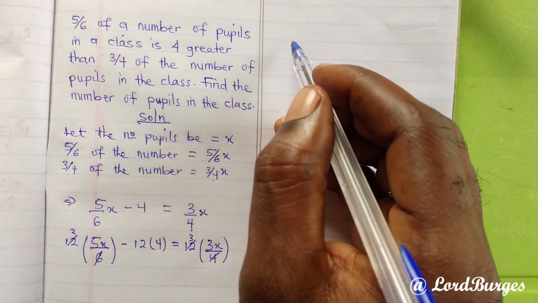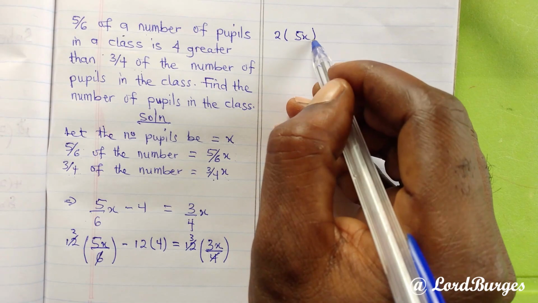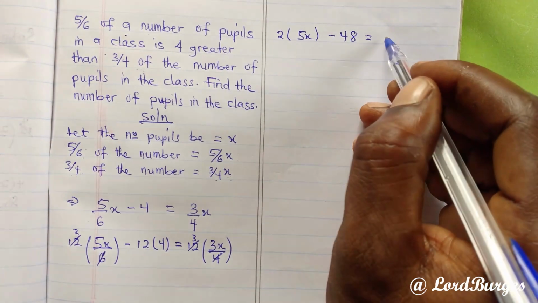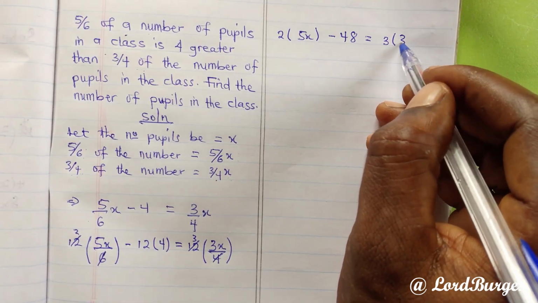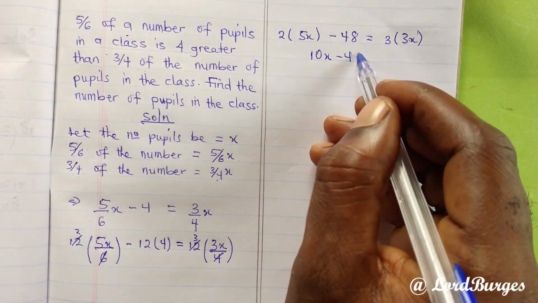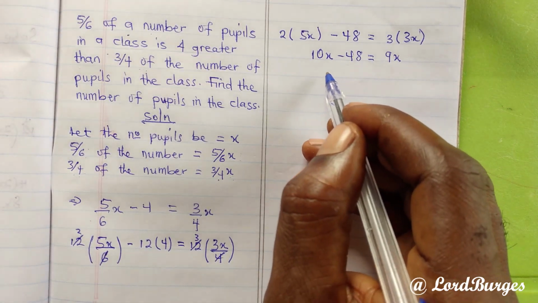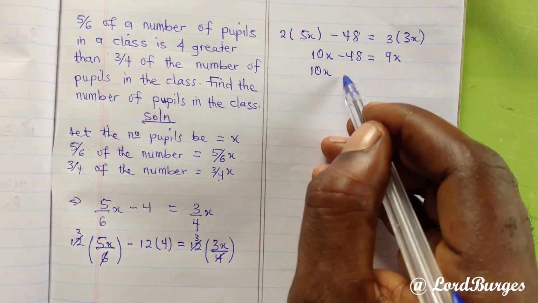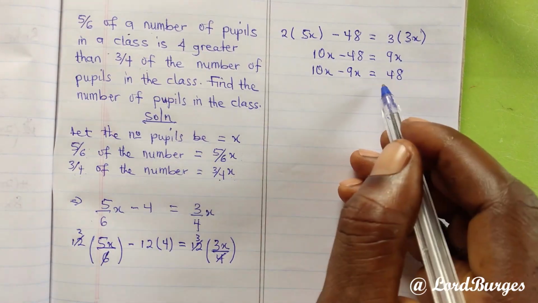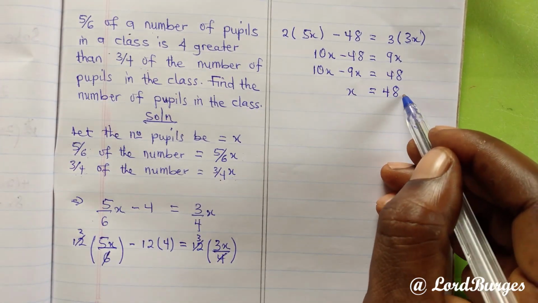So at this stage, I would be having 2 into bracket 5x minus 48 is equal to 3 into bracket 3x. So I have 10x minus 48 is equal to 9x. Now 10x minus 9x is equal to 48. That is when I group like terms. So x is equal to 48 pupils.